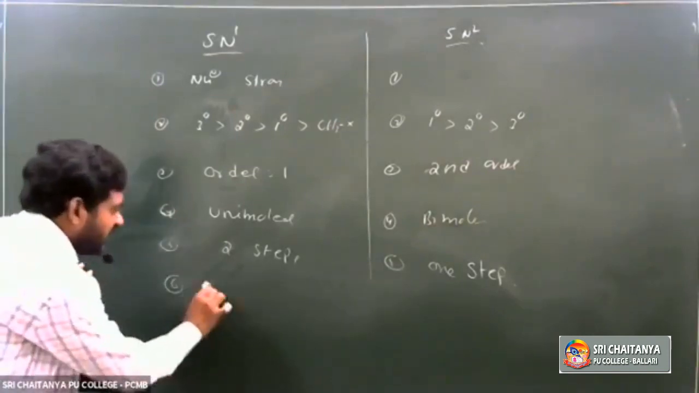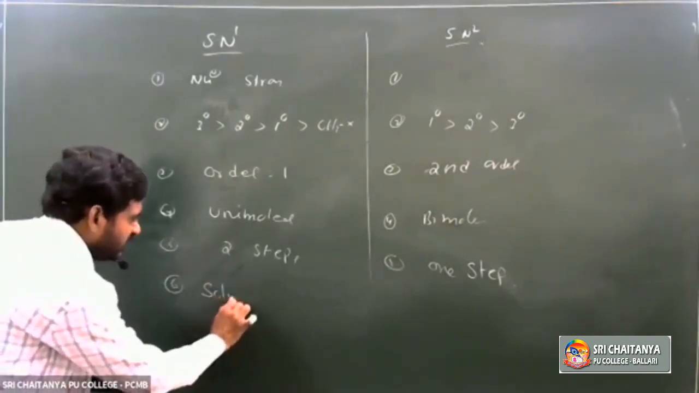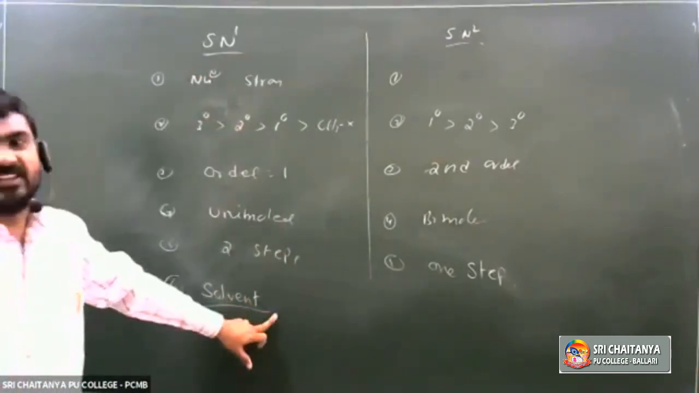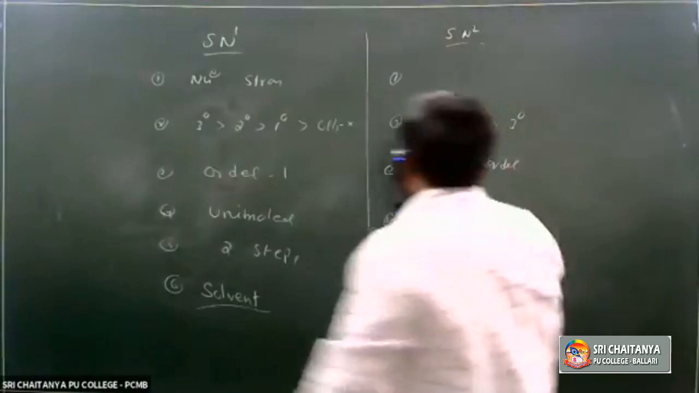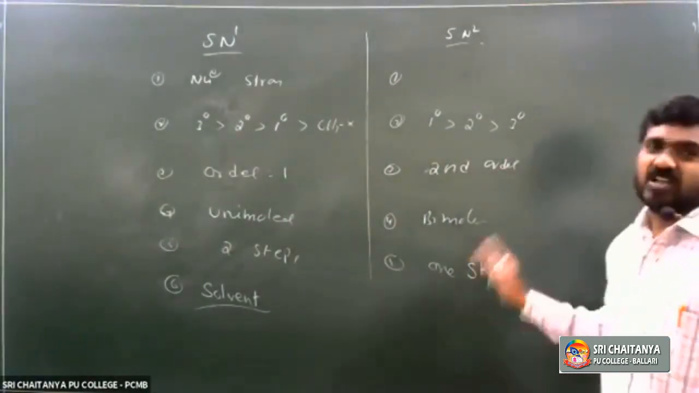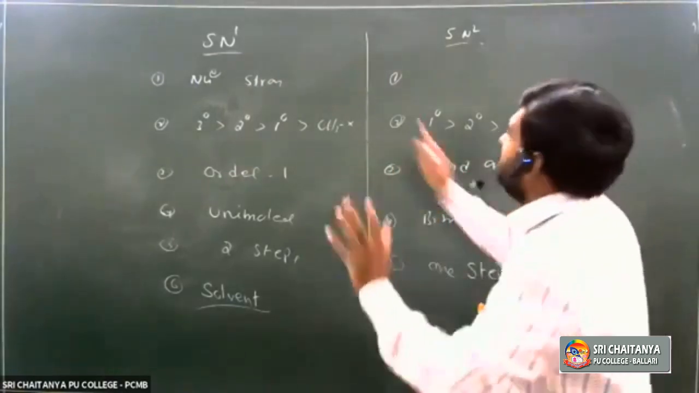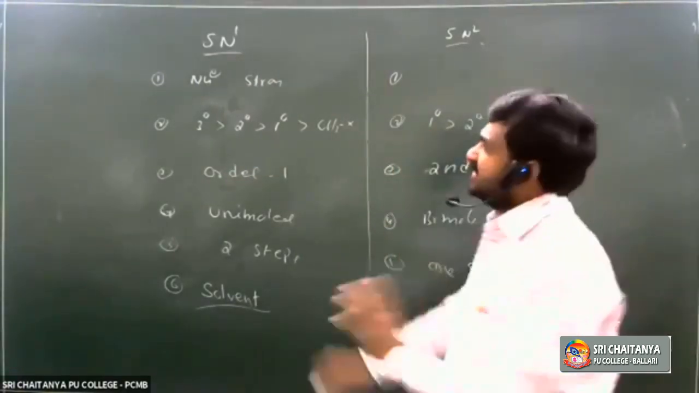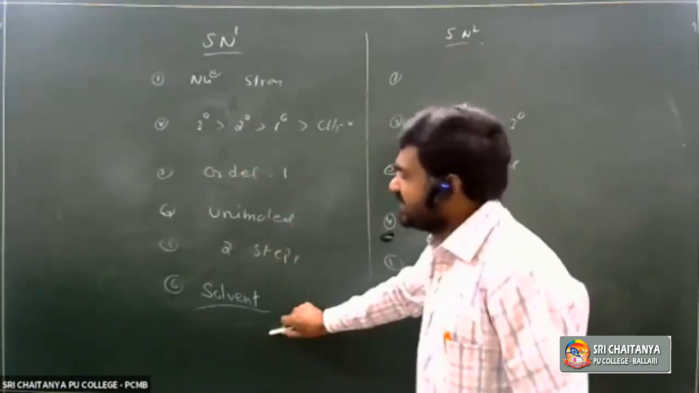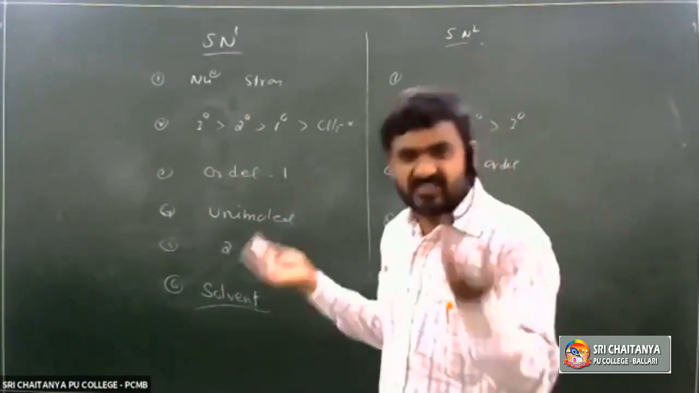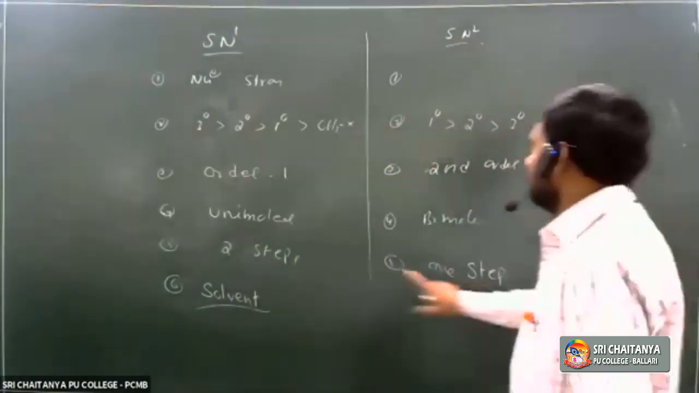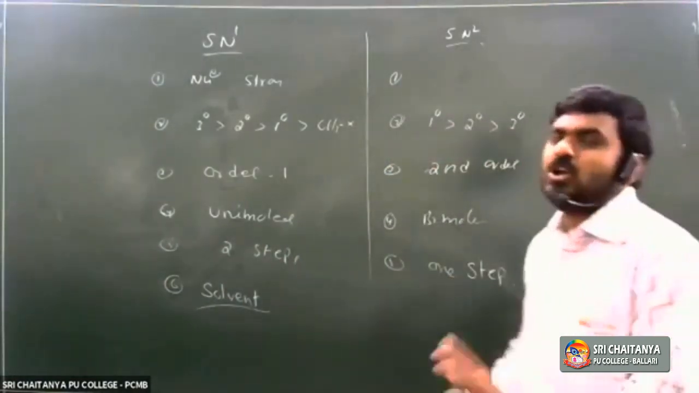Next is the nature of the solvent. In SN1, a polar solvent is required. In SN2, the polarity of the solvent is unimportant, and non-polar solvents are acceptable. These are the differences between SN1 and SN2 reactions. In an SN1 reaction, rearrangement is possible. It is the 7th difference, so 7 comparisons are considered as 7 differences. Here rearrangement is possible; there, rearrangement is not possible.